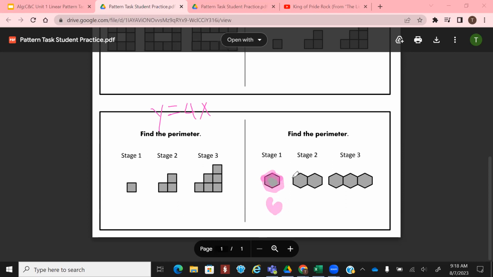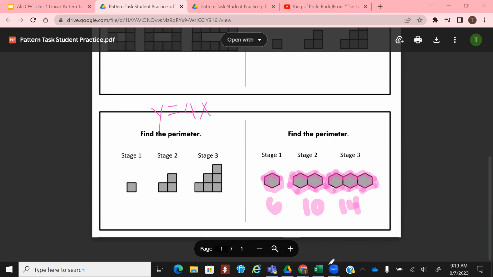On stage two, we have 1, 2, 3, 4, 5, 6, 7, 8, 9, 10. I saw some craziness on that second stage, so be careful. Stage three, we got 1, 2, 3, 4, 5, 6, 7, 8, 9, 10, 11, 12, 13, 14. I got 14. So again, make sure that you're counting all the sides.